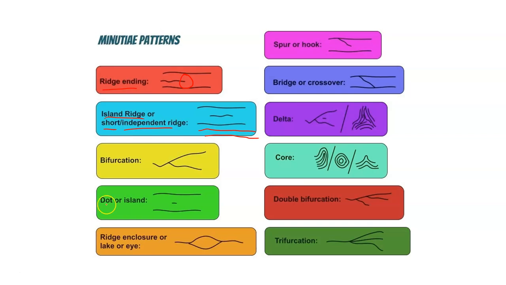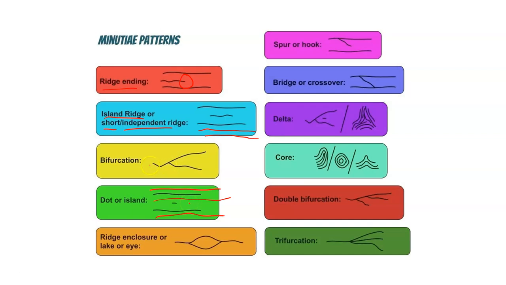Now I'm going to skip down here to this dot or island because it is very similar to this one. Now, if that short ridge is really, really short or just a dot, we call that an island or a dot. Okay, sometimes within a fingerprint, you'll see all these continuous ridges, but you'll have these individual dots. We call those dots or islands, and they are very, very short. So, do you see the difference? This is a short line, but it is still very much a line. We call that a short ridge. This is a dot or a really, really short ridge, and so we call those dots or islands.